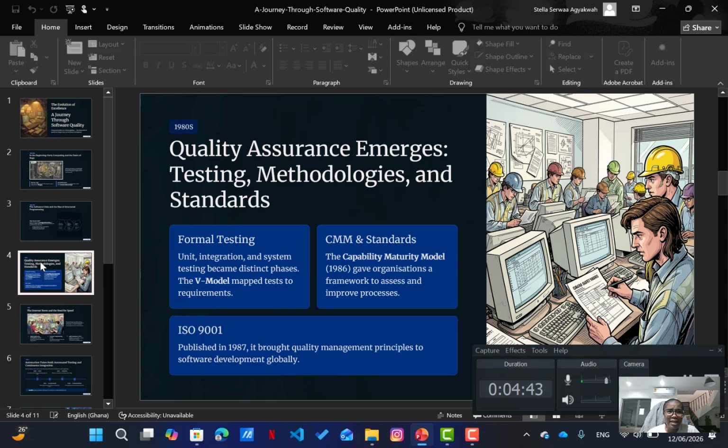Organizations started using standards such as the Capability Maturity Model, known as CMM, and ISO 9001 to improve quality processes. Quality assurance became a structured and planned activity rather than an afterthought.